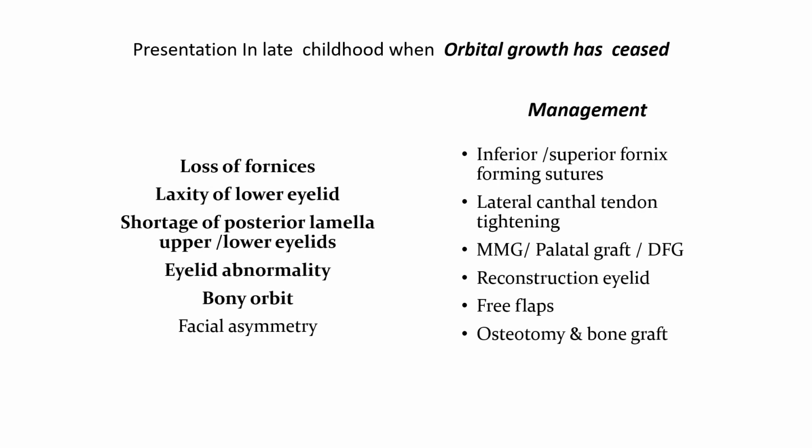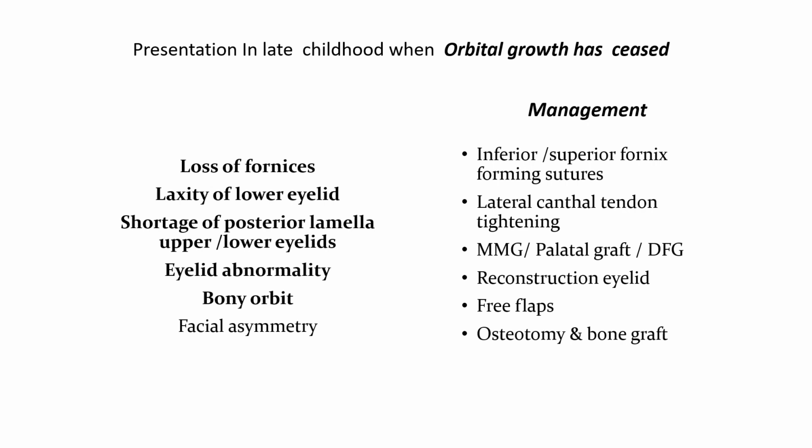Presentation in late childhood, when orbital growth has ceased. There is loss of fornices, laxity of lower eyelid, shortage of posterior lamella, upper and lower eyelid may have a shortage. There may be an abnormality in the eyelid, bony orbit and facial asymmetry.